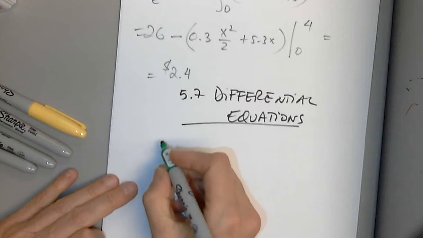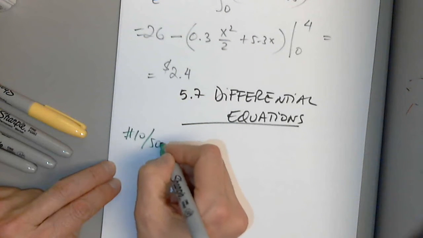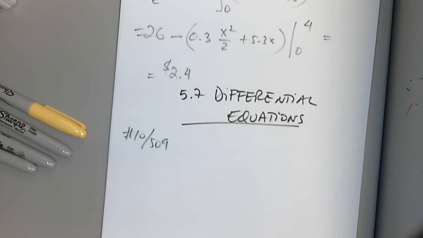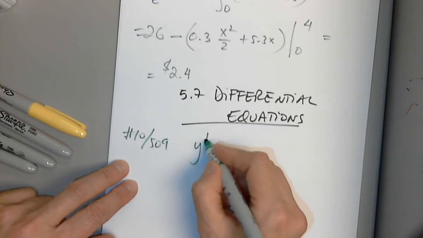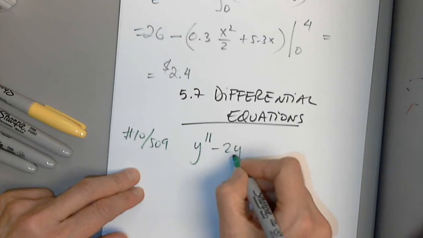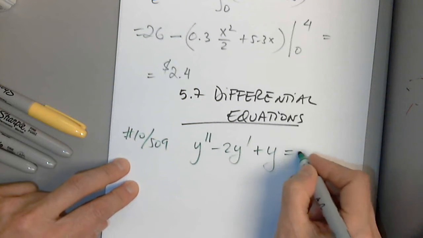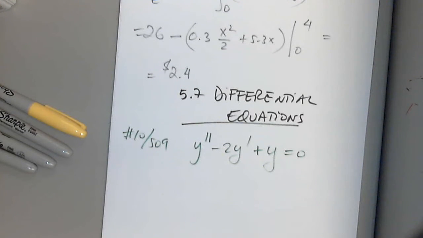It's an equation that has... and I'm going to copy one because I want to do something with it. I'm copying from page 509, problem 10: y double prime, what does this mean? Minus 2y prime, what does that mean? Plus y equals 0. This is a differential equation. Why is it called a differential equation? Because it has derivatives in it.